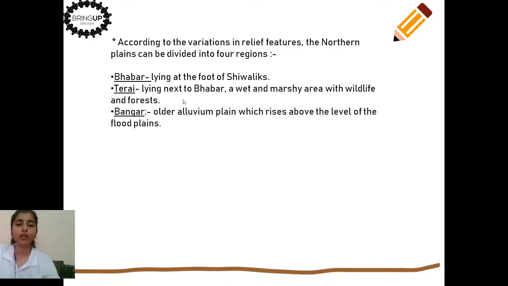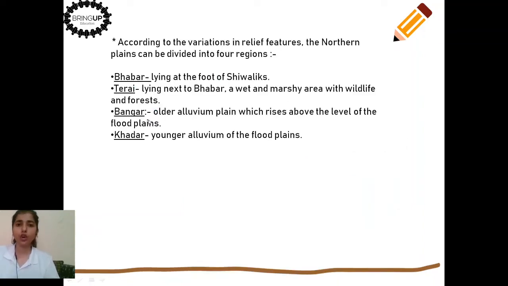So Bhangar, older alluvium plain which rises above the level of the floodplain. We all know that the largest part of the northern plain is formed by the older alluvium, and the plain which contains the older alluvium is known as the Bhangar. Khadar, younger alluvium of the floodplains. So the Khadar include the area which have the younger deposit of the alluvium. They are renewed every year, and so they are very fertile and ideal for agriculture as well.